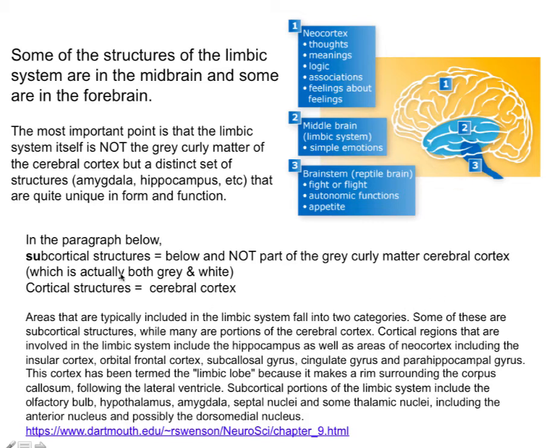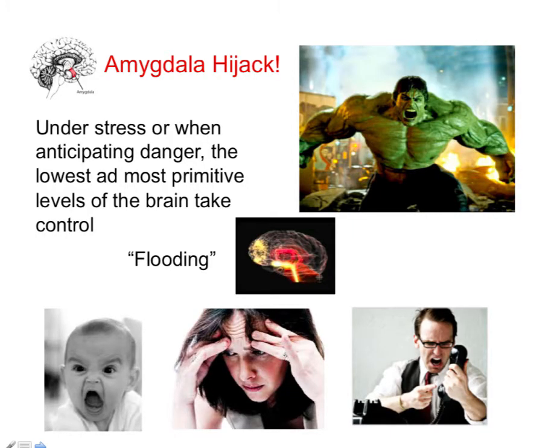Notice how it says the same thing. Subcortical structures are below the curly gray. Cortical structures are these structures. Below cortical structures are down here. So the limbic system's in both. Just because we're complicated.